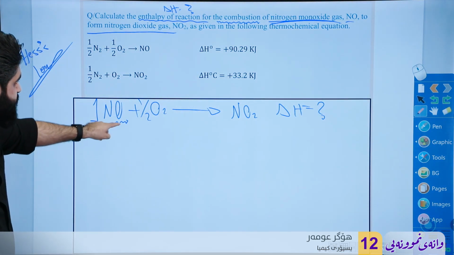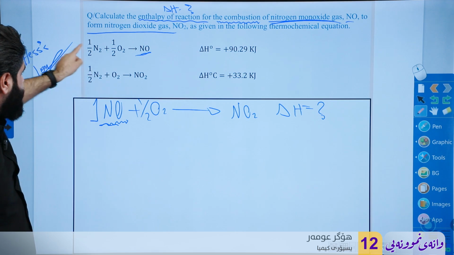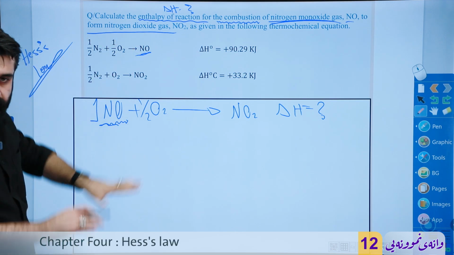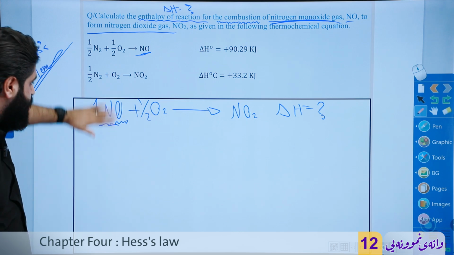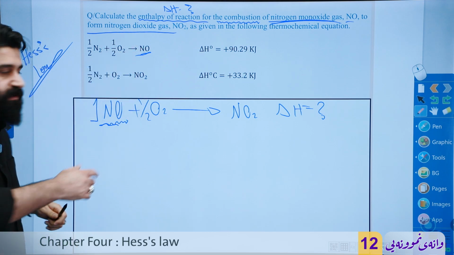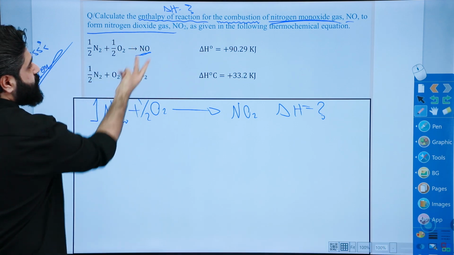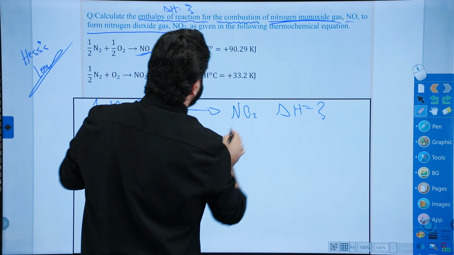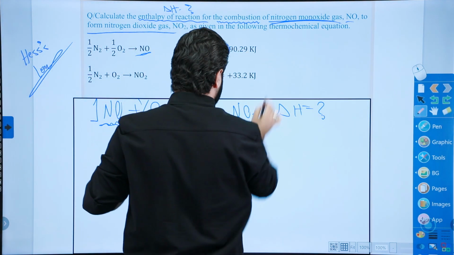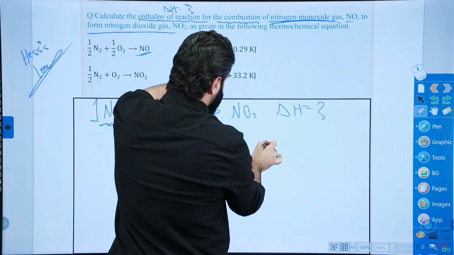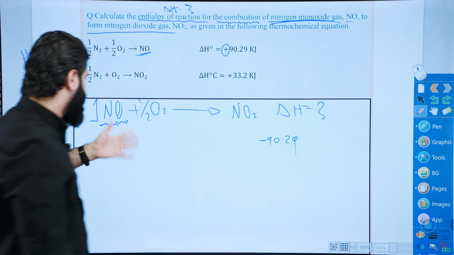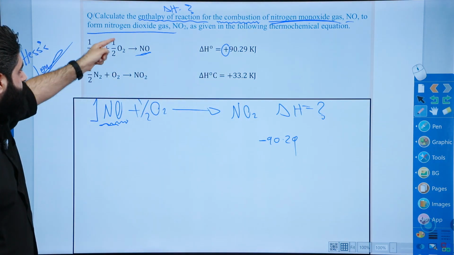NO can be seen in the first step, right? First of all, the number of moles is 1. Number of moles is okay. Position: this is on the reactant side, here it's on the product side. So the first equation must be reversed. Once a reaction is reversed, the sign of the value must be reversed. So here we'll take the opposite sign of this value. It will become negative 90.29.